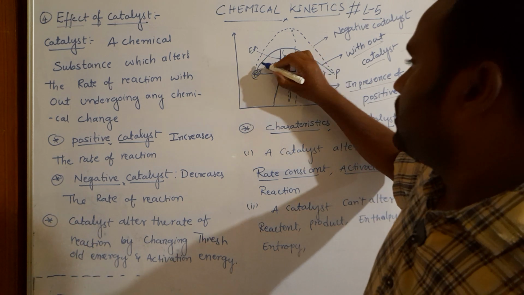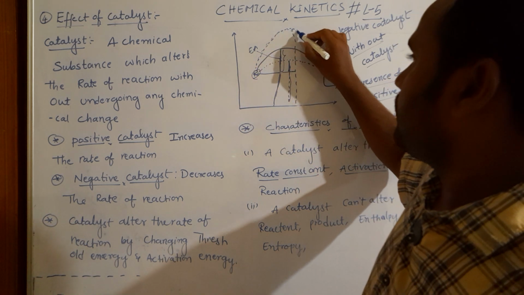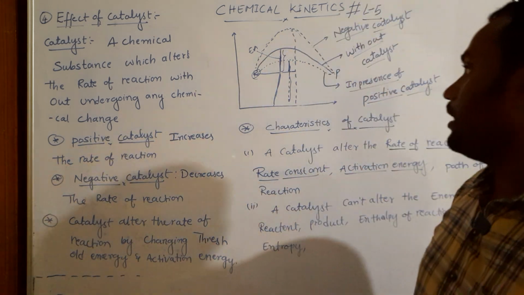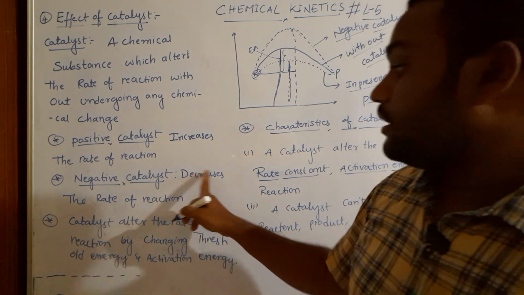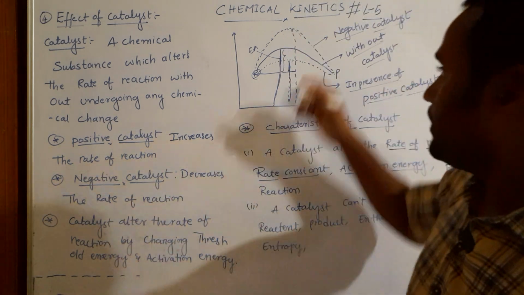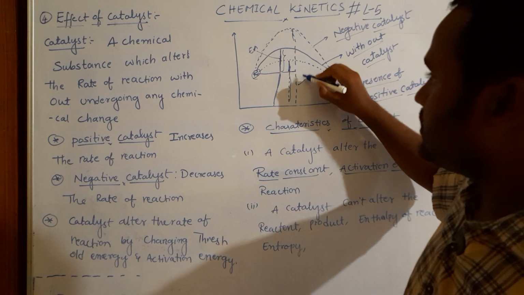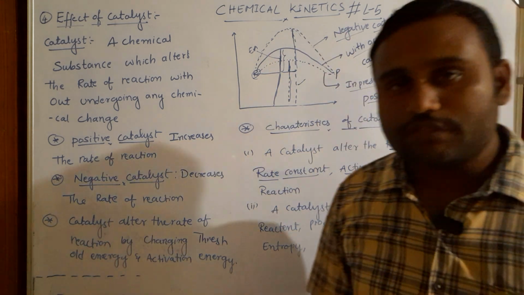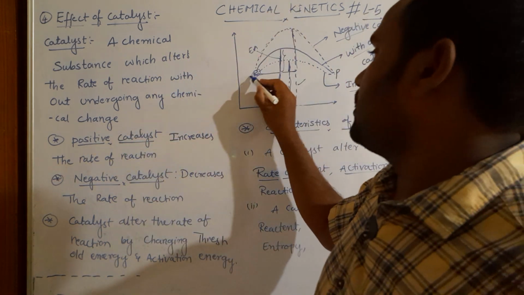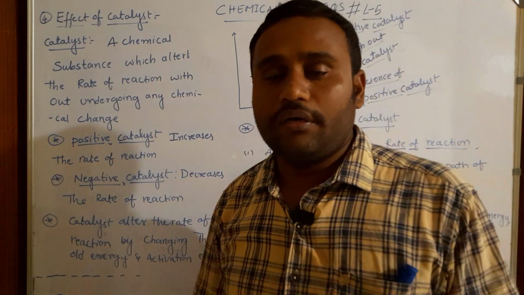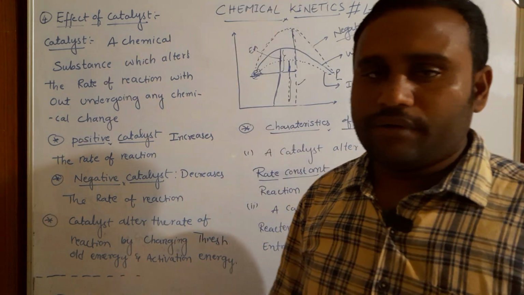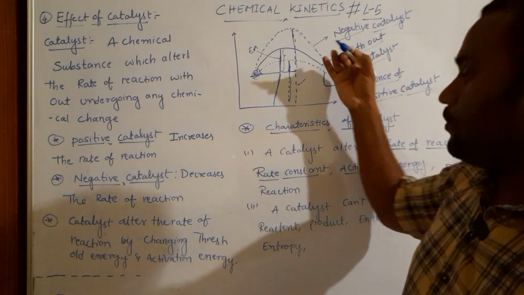And next, observe this curve, which represents the negative catalyst. What does a negative catalyst do? It decreases the rate of reaction. How does it decrease the rate of reaction? By increasing the threshold energy and also by increasing the activation energy. Here more activation energy is there, so fewer reactant molecules convert into product, so it takes more time, right? So this is about catalyst.